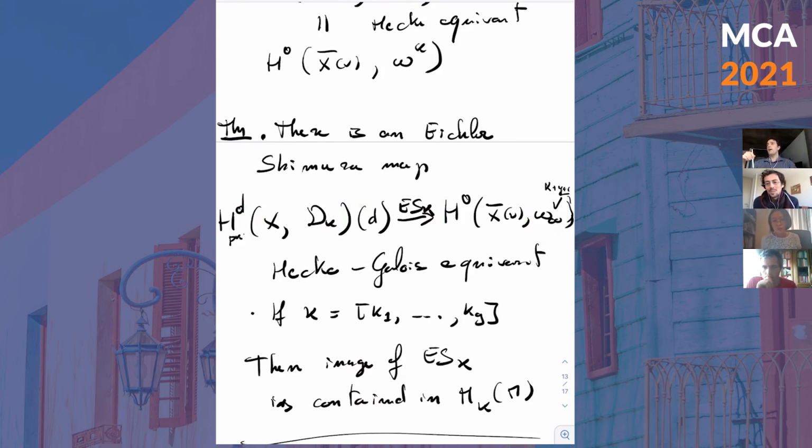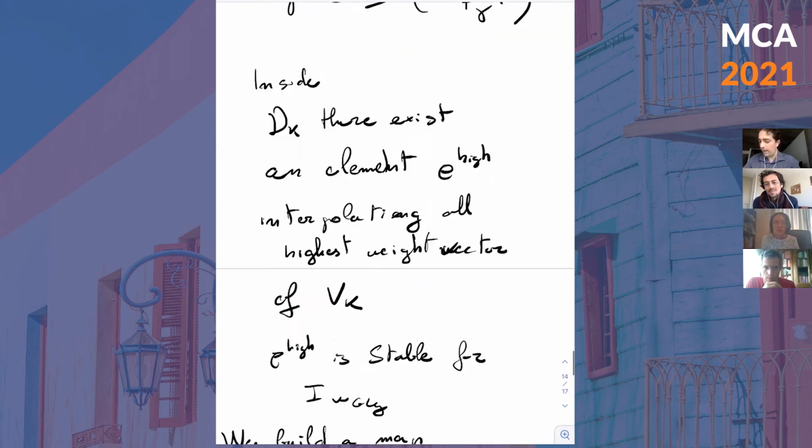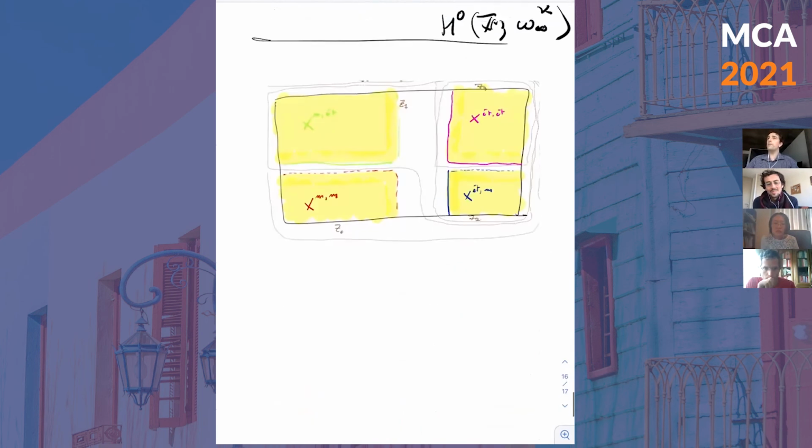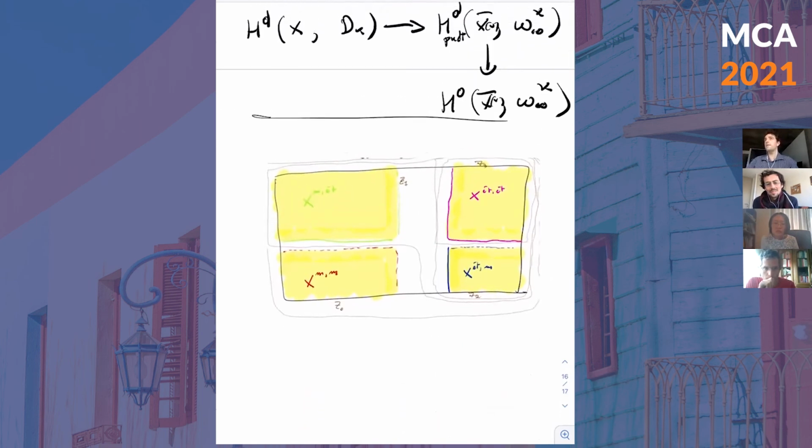So is the kernel of the finite slope part of this morphism? Can you decompose it as a? What I hope I can do, this is why I had this image there. I can probably hope to construct a map from the kernel of this Eichler-Shimura to the H.